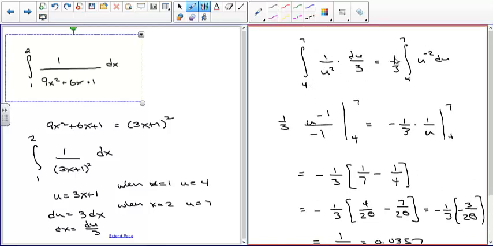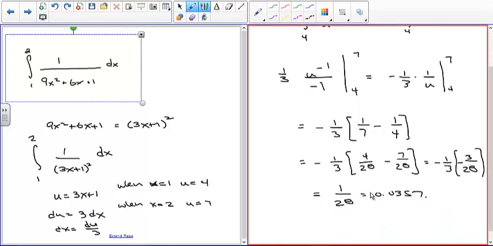So I factored out the third. I rewrote 1 over u squared as u to the minus 2 power. So I added 1 to the exponent, divided by the new exponent. Factored out the negative sign, changed u to the minus 1 to 1 over u, plugged in my upper limit, subtracted, plugging in my lower limit, and the rest of it was algebra.